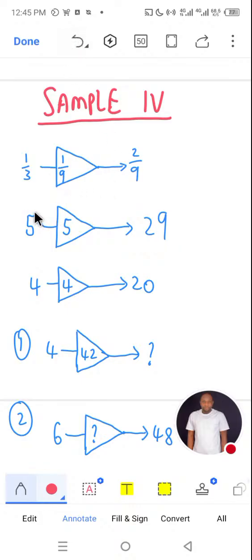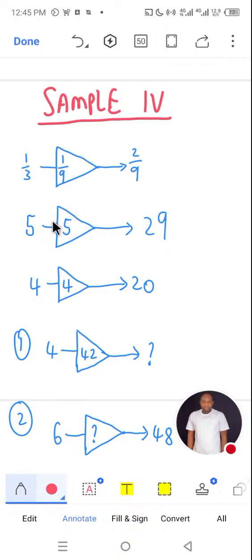What can I do to these two numbers to give me 29? Have you thought about that? Okay, I think I saw a comment in the chat, like 1 over 9 plus 2 over 9, but that does not apply for others. Okay, so let me help you out. Is there anybody who is going to answer that? Multiply and add 4.